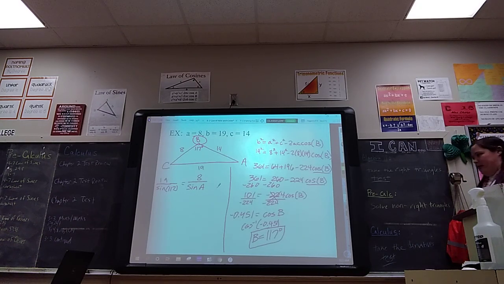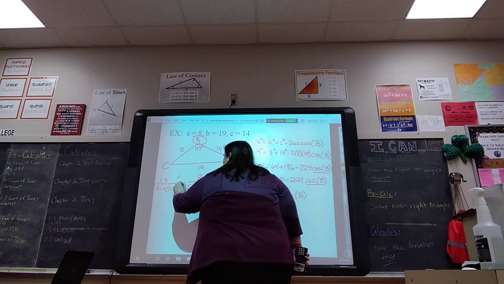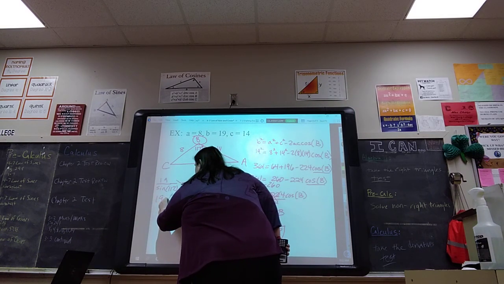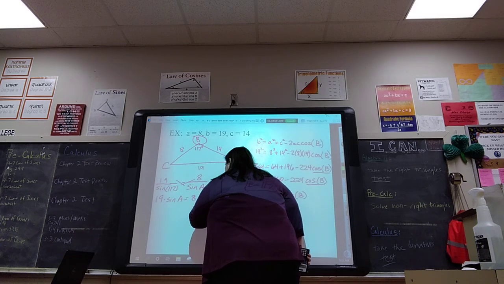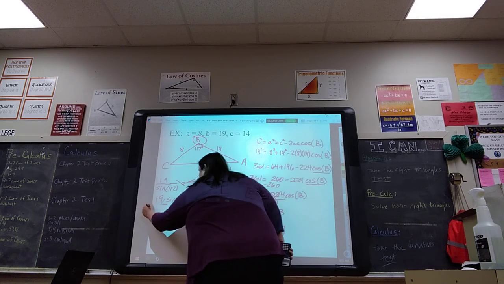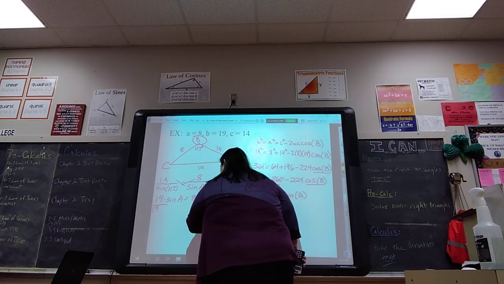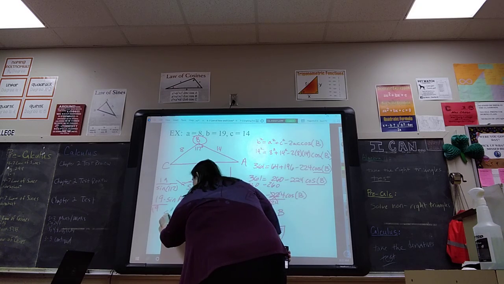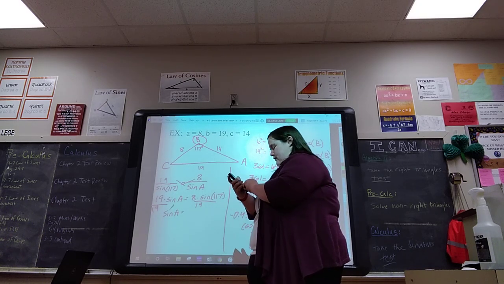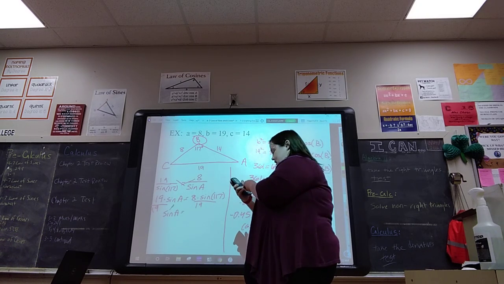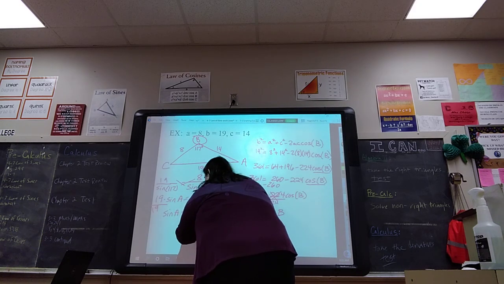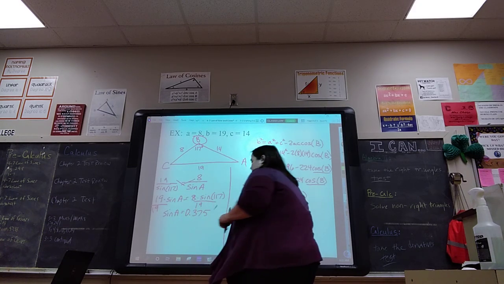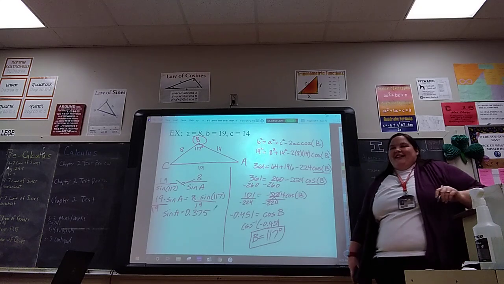So now we're going to cross multiply. So you have 19 times sine of A equals 8 times sine of 117. Divide by the 19. So I got 8 sine of 117 divided by 19, which is 0.375. Okay, that was mean.